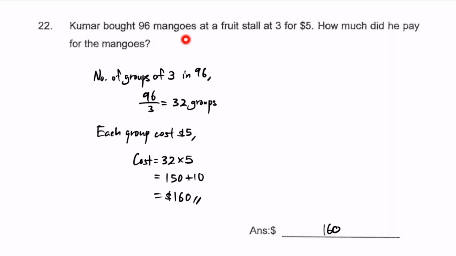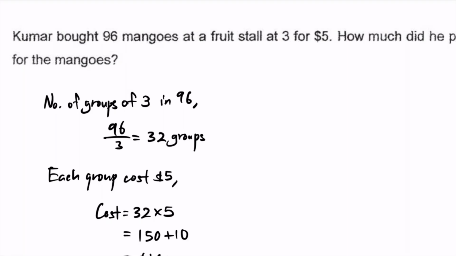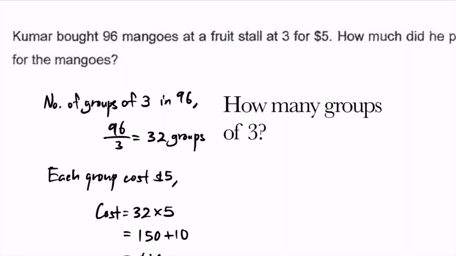Kumar bought 96 mangoes at 3 for $5. Well, the first thing we want to deal with is how many groups of 3 are there in these 96 mangoes. So 96, how many groups of 3? So that's division by 3. So we have 32 groups.